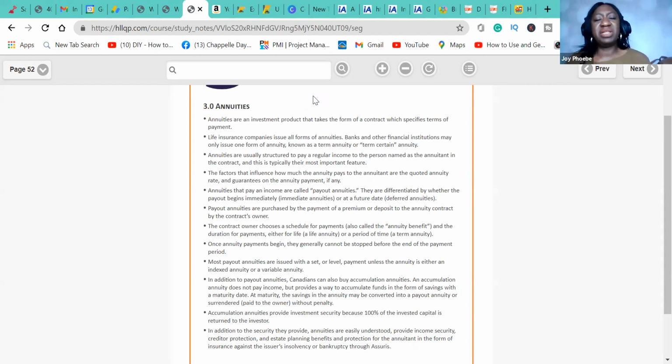We already know what annuities stand for because we talked about it in chapter 1, but now we're going to dig deeper into annuities.